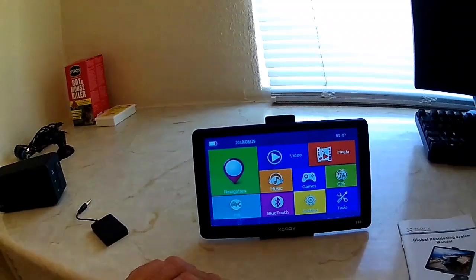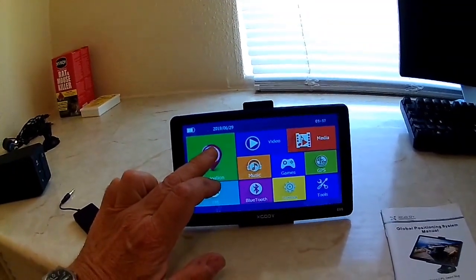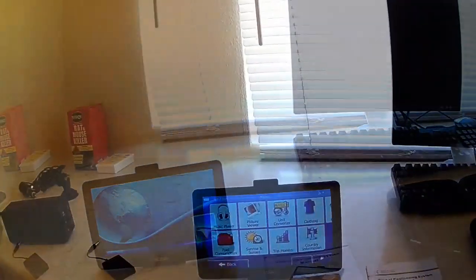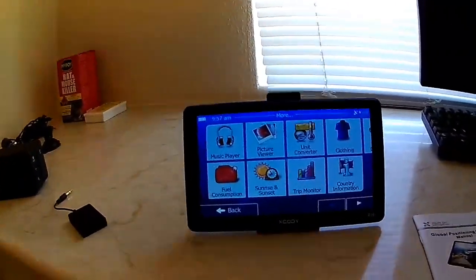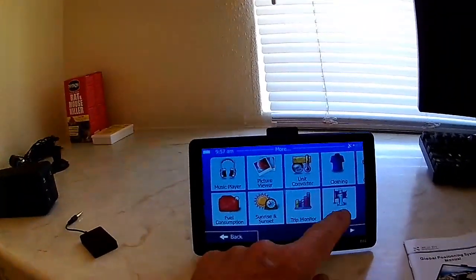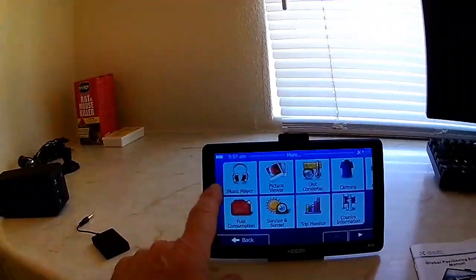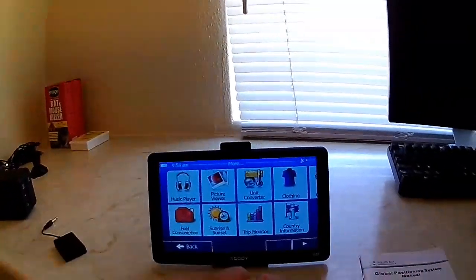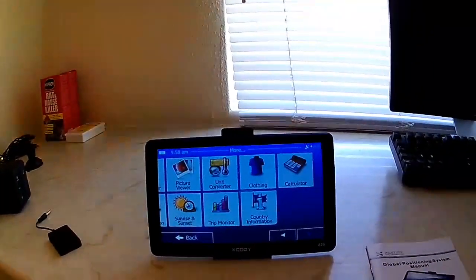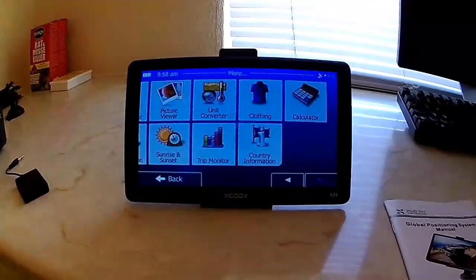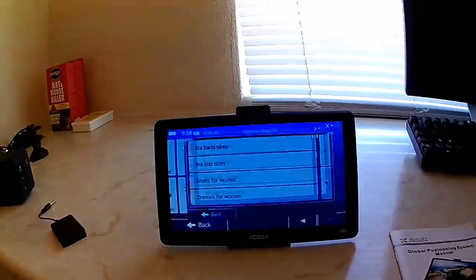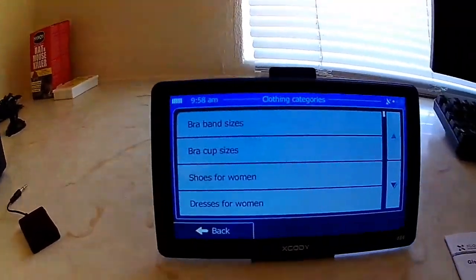And I'll just show you something else if I can find it. Go back to navigation. Right, okay. You can put fuel consumption in, unit converters, trip monitor, country information, fuel consumption, which is really, really good. But one thing it's got, which for the life of me I can't see why you would want it on a sat nav, is this. Can you read it?